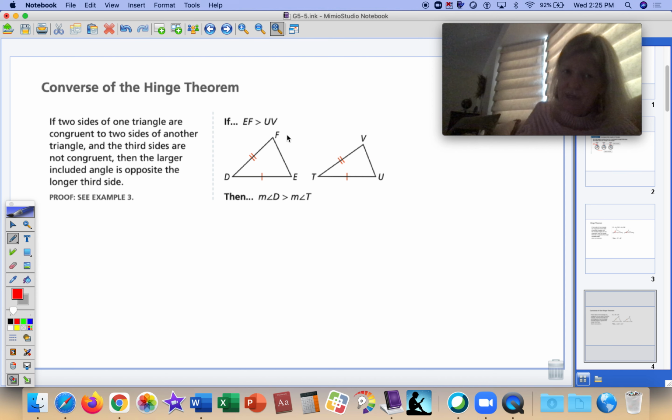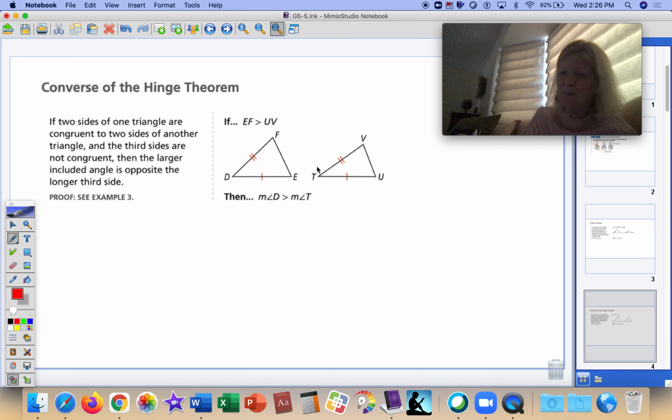And the converse of the hinge theorem says the opposite of that. All right, if two sides of one triangle are congruent to two sides of another triangle, and the third sides are not congruent, then the larger included angle is opposite the longer third side. So again, we're given the two congruent sides. DE is congruent to TU, and DF is congruent to TV. And this time we know that side EF, so this side here, is greater than UV. Well, that means then that angle D has to be greater than angle T.